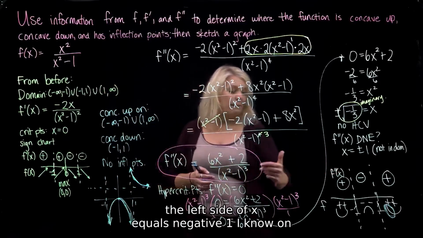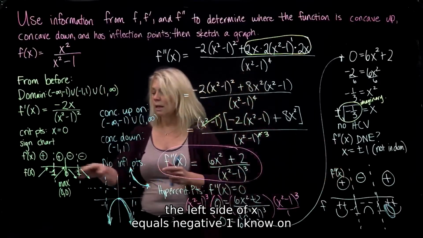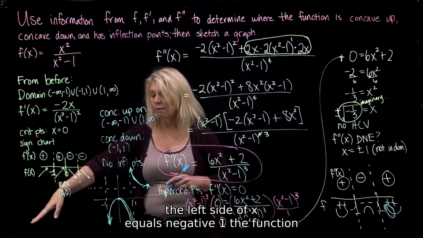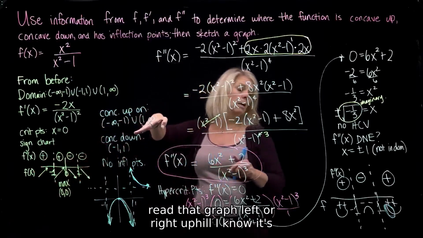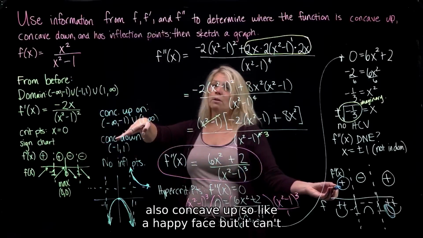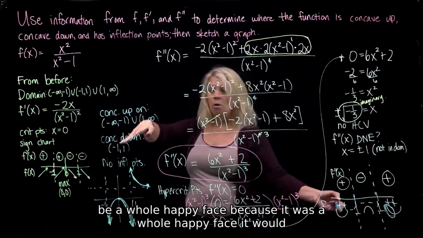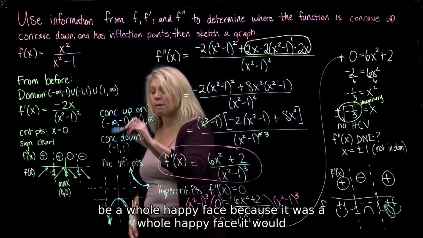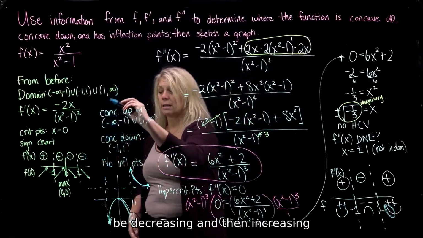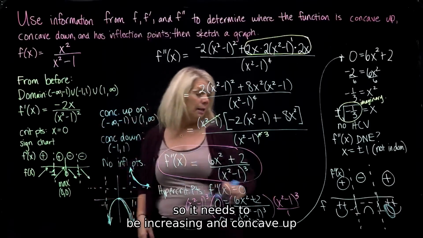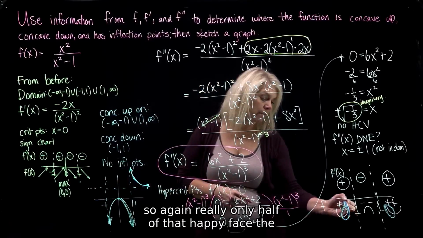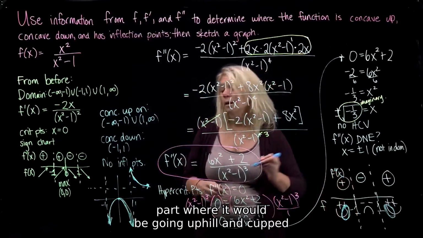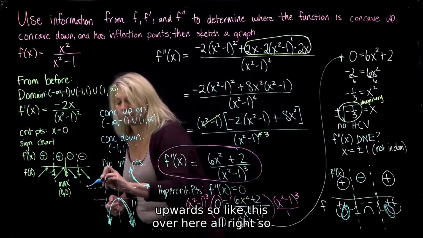Okay, same thing on the left side of x equals -1. I know on the left side of x equals -1 the function is increasing, so it should be going uphill as you read that graph left to right, uphill. I know it's also concave up, so like a happy face, but it can't be a whole happy face, because if it was a whole happy face it would be decreasing and then increasing. So it needs to be increasing and concave up. So again, really only half of that happy face, the part where it would be going uphill and cupped upwards. So like this over here.